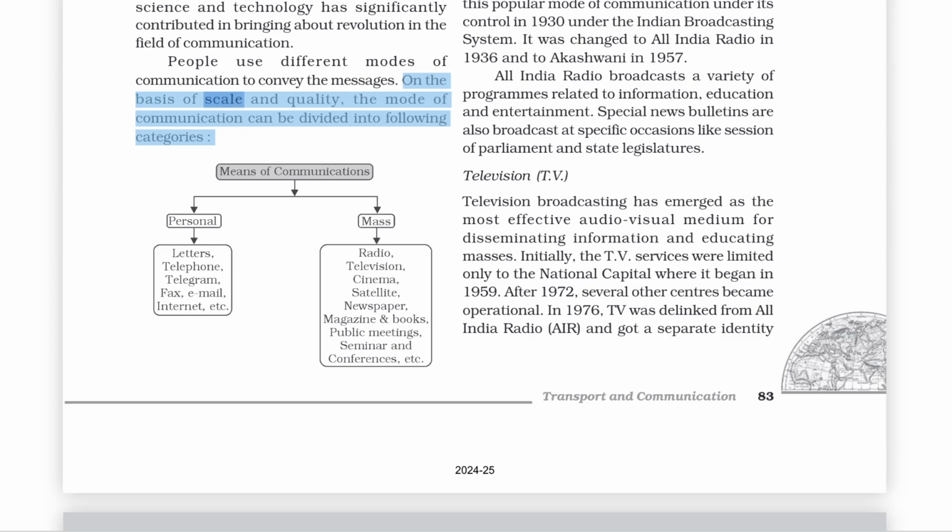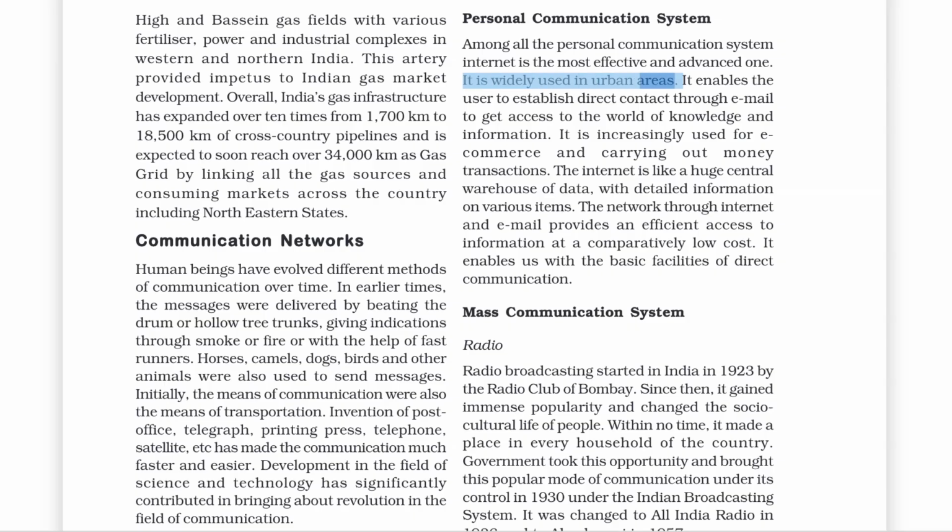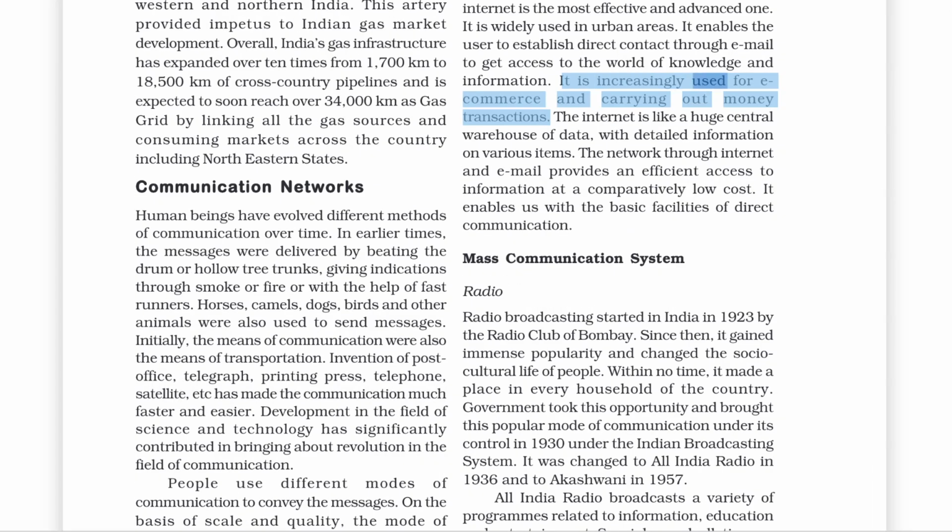On the basis of scale and quality, the mode of communication can be divided into following categories. Personal communication system. Among all the personal communication system, Internet is the most effective and advanced one. It is widely used in urban areas. It enables the user to establish direct contact through email to get access to the world of knowledge and information. It is increasingly used for e-commerce and carrying out money transactions.